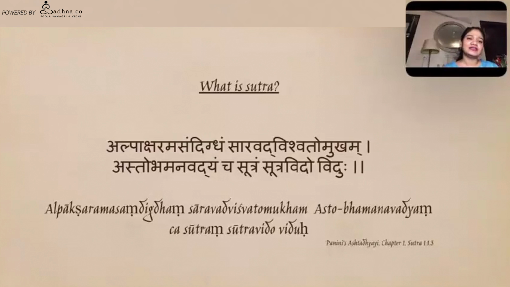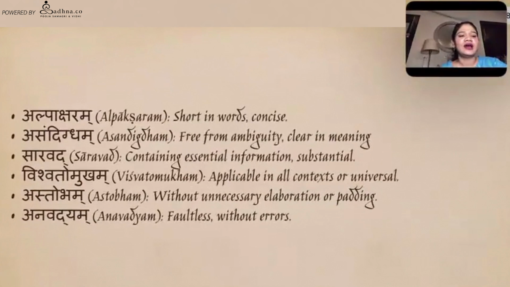And then, what is a sutra? Alpaksharam asandigdham saravat vishwato mukham astobham anavadyam cha sutram sutra vido vidu. Vidu means intellectual, somebody who has brain. Vidu, vidwan. Sutra vidu, you know the sutra. This is how you should understand what a sutra is. So here, I have tried to explain it.